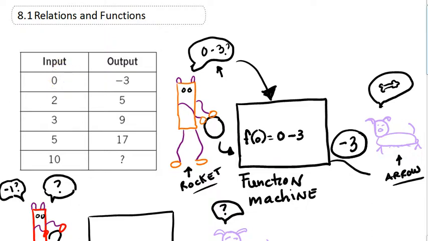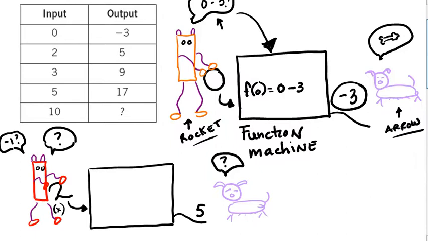The next input is a 2, so Rocket puts a 2 in the function machine. Now you can see he's thinking a -1 is going to come out, because if we take the function of 2 and we take 2 minus 3, we should get a -1. But look, a 5 came out. So our 5 was the output, not a -1. What? What happened? Says Rocket and Arrow. So let's see if we can figure it out.